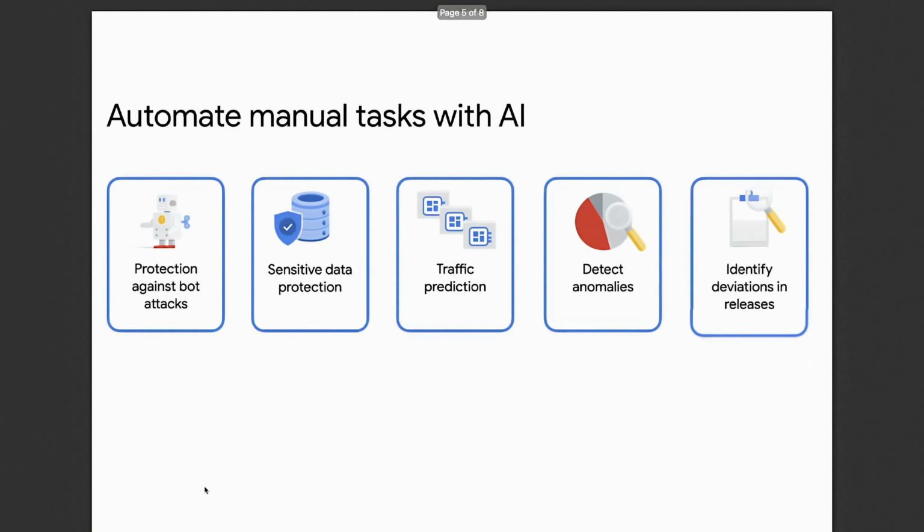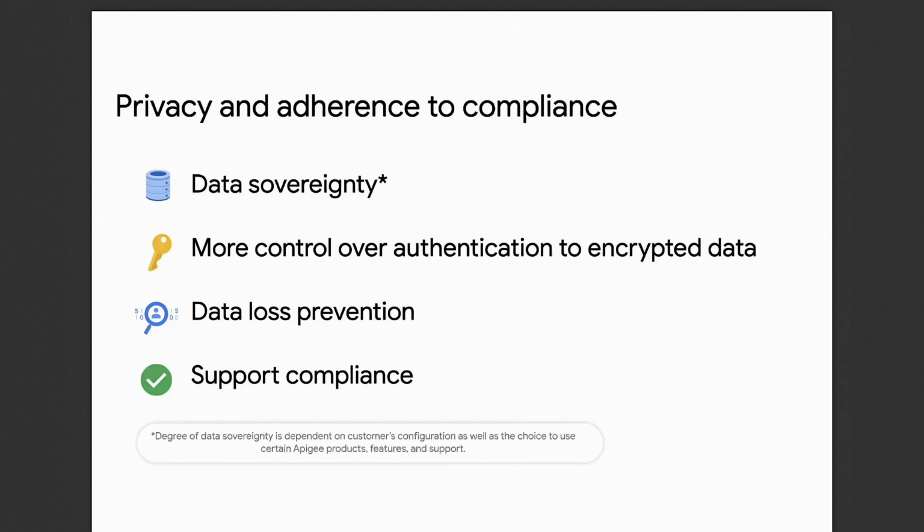Apigee X is powered by Google Cloud's industry-leading artificial intelligence. You can now apply machine intelligence to automate tasks related to API operations and security, such as protection against bot attacks, sensitive data protection, traffic prediction, detection of anomalies, and identifying deviations in releases, and this allows you to really focus on business-critical activities. Apigee X also provides the flexibility to store data in the region of your choice, more control over authentication to encrypted data, data loss prevention, as well as ensuring that your business adheres to all regulatory and compliance requirements.